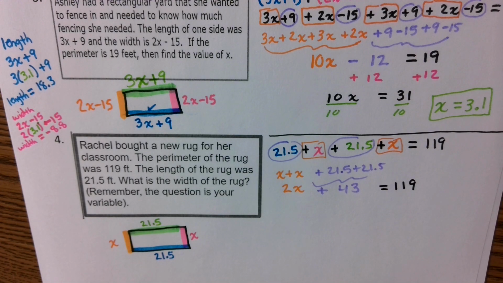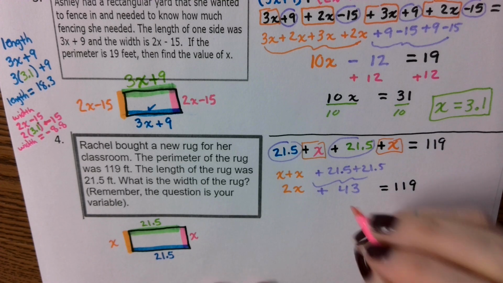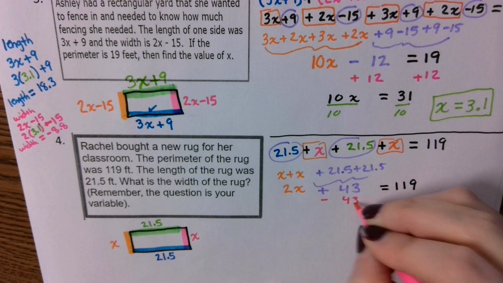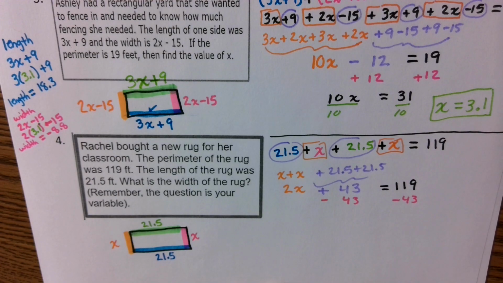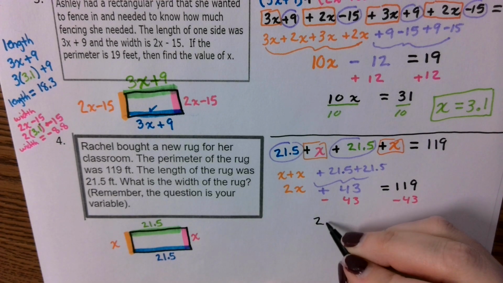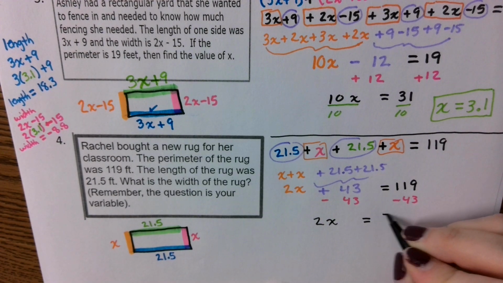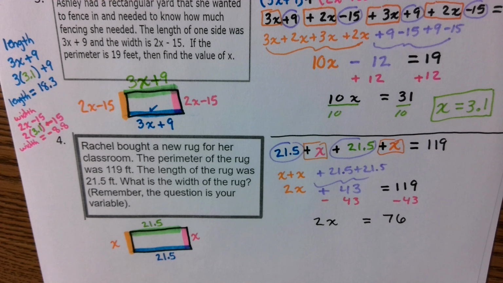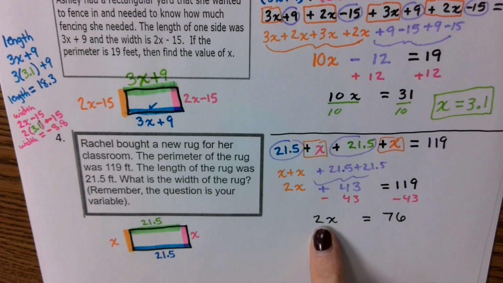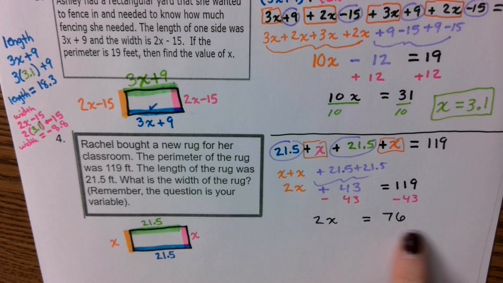All right, now let's start solving. Santonio, what are we going to do first? We're going to subtract 43. Good. We're going to subtract that 43 from both sides. That's going to give us 2x is now equal to 76. Okay, 2x is equal to 76. All right, Liliana, what are we going to do now? We've got 2x is equal to 76. We need to get x by itself.